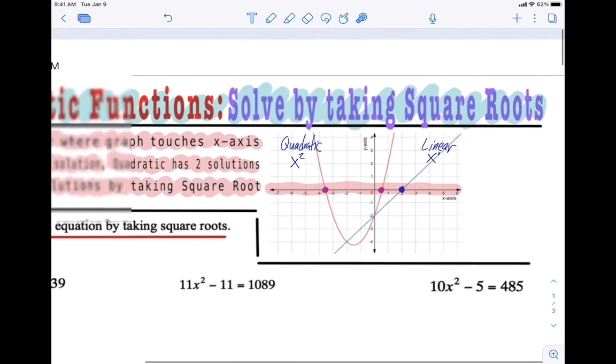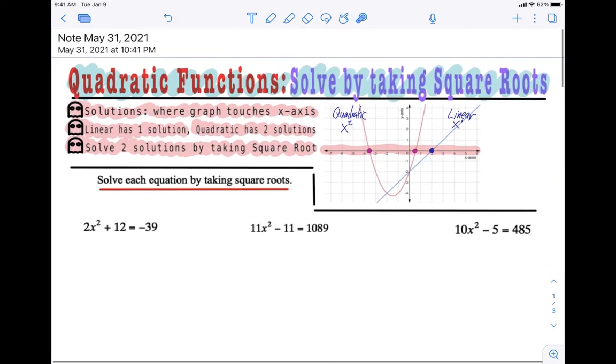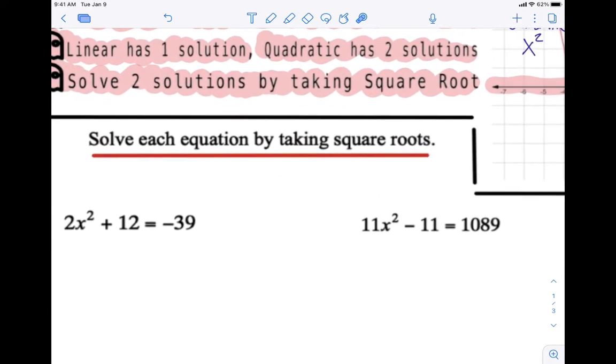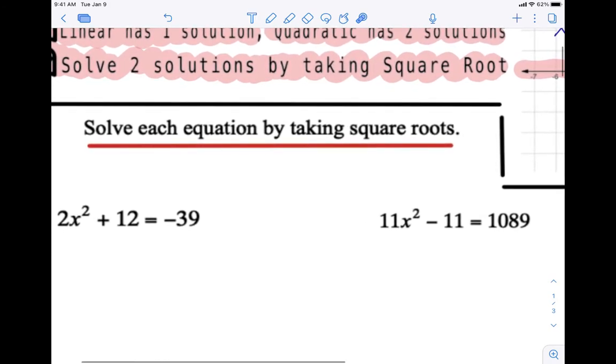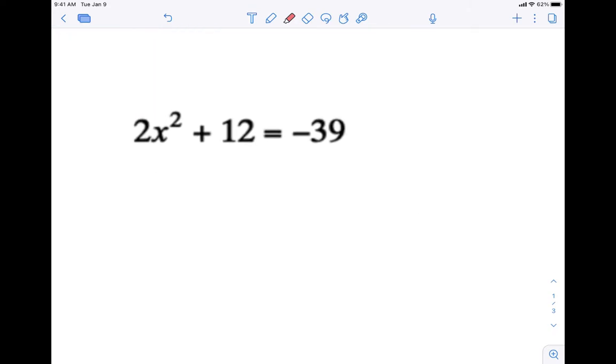So all of these examples you're going to see here represent a graph. And what we're going to do is find where these graphs touch the x-axis, right? So the instructions say solve each equation by taking square roots. All right. So remember, our goal is to find x, right? Let us solve for x.